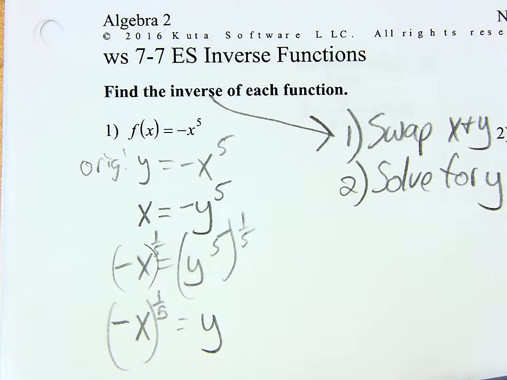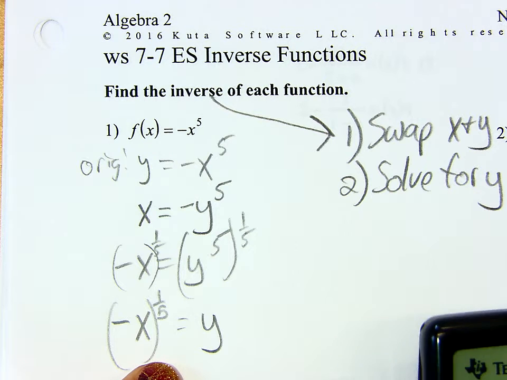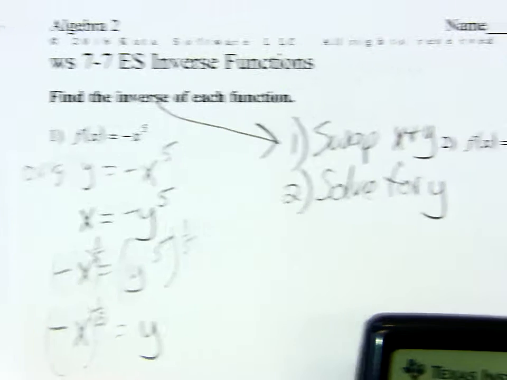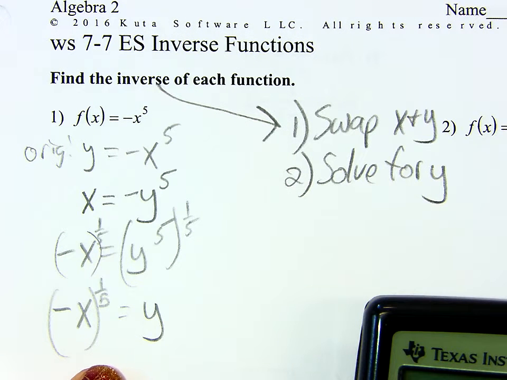So now what I want to do is graph the original and graph the inverse on the same graph so you can see what they look like. So the original one was negative x to the 5th power. Well, it looks like it's solved for y. Yep, solved for y. And then our second one now is going to be negative x raised to the 1/5 power.